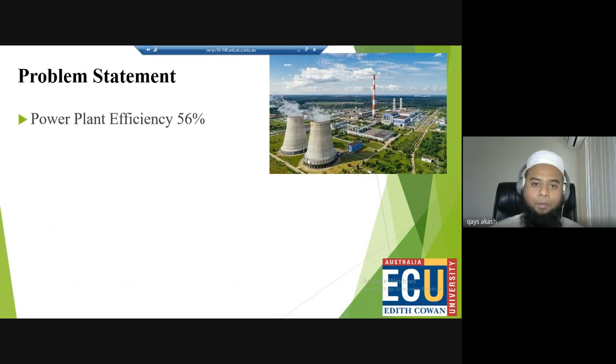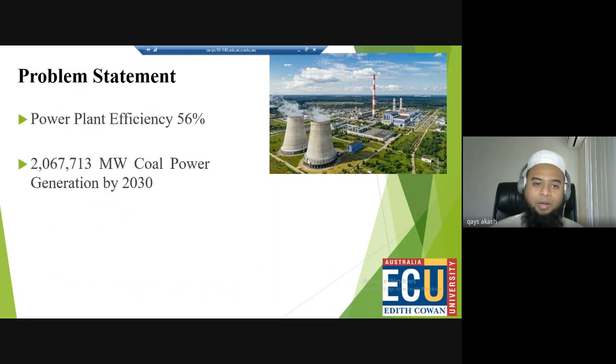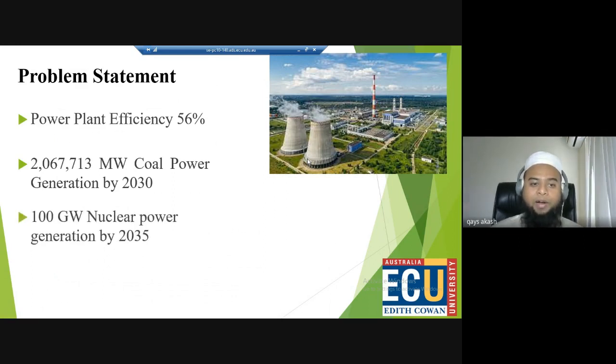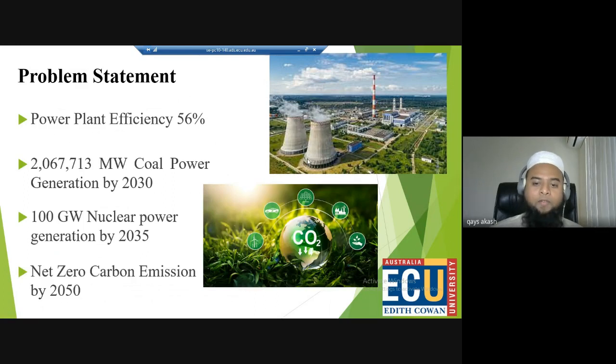আমরা বিভিন্ন ক্ষেত্রে বিভিন্ন জায়গাতে পাওয়ার ডিমান্ড দেখতে পাই, specifically in our South Asian sectors. Additionally, all over the world, above 2 million megawatt of coal power generation will be totally shut down by 2030. It is already announced globally. Herewith, above 100 gigawatt of nuclear power generation will be shut down by 2035. But the global environment has already announced net zero carbon emission by 2050.